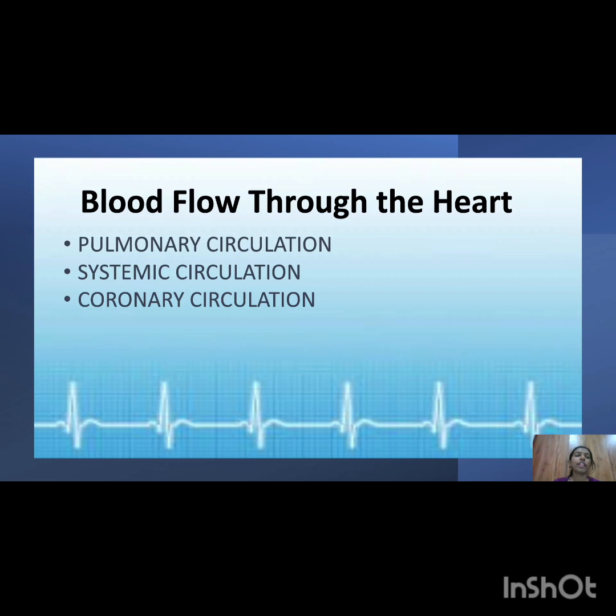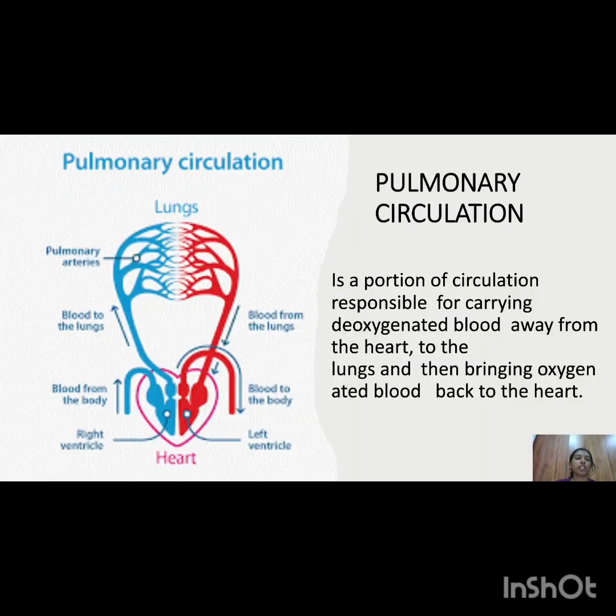Let's see the various circulations through which blood flows to and from the heart. They are pulmonary circulation, systemic circulation, and coronary circulation. Pulmonary circulation is a portion of circulation responsible for carrying deoxygenated blood away from the heart to the lungs and then bringing oxygenated blood back to the heart.